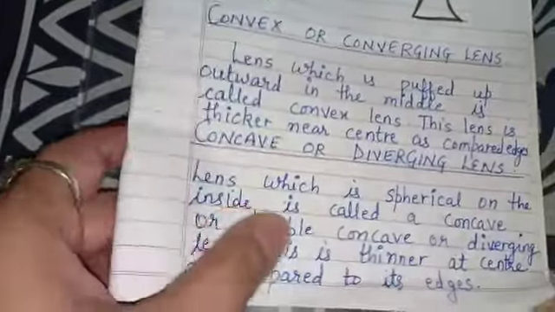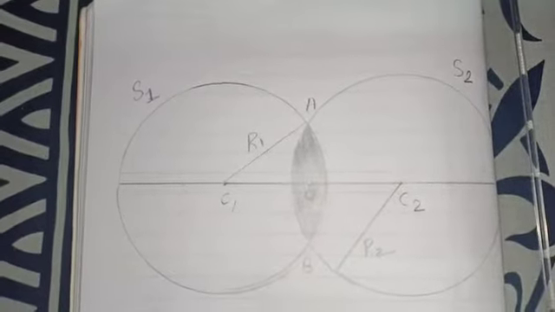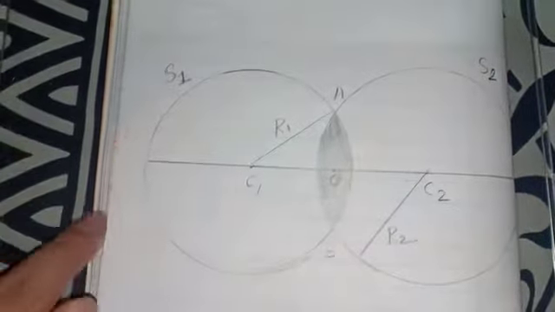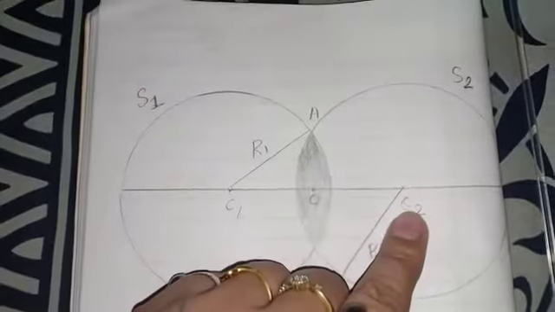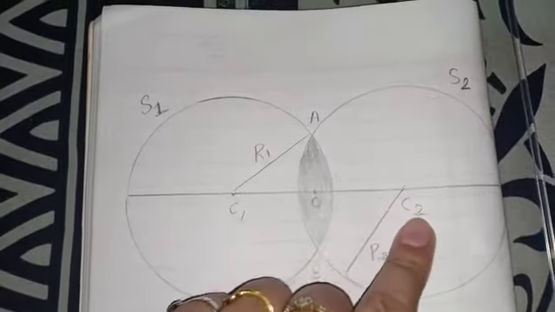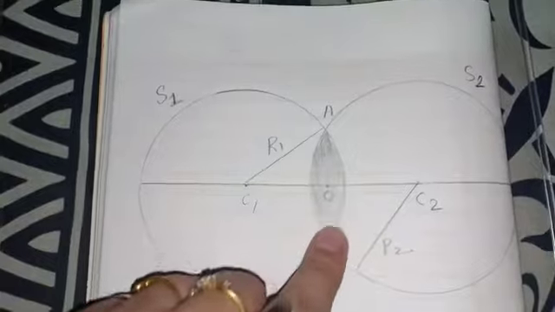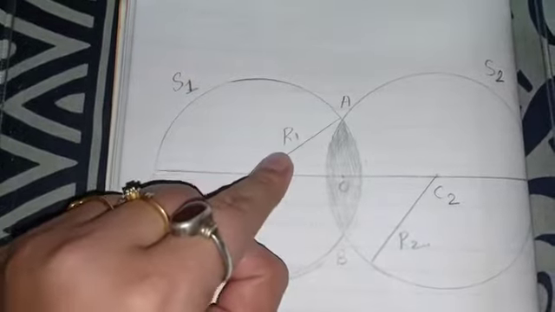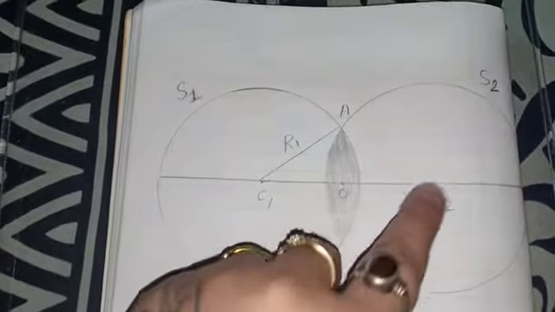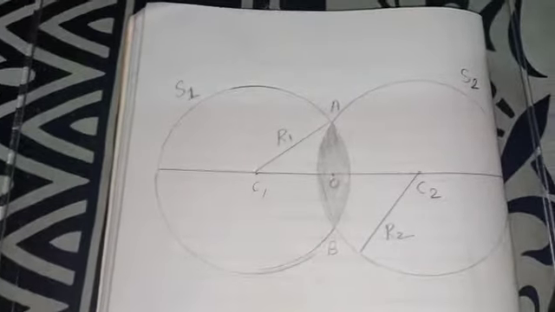Now how are they made? We are just going to do that also. See here, there are two surfaces, S1 and S2. There are two spherical surfaces, right? This is C1, the center of this sphere, and this is C2, the center of sphere 2, right? When they intersect each other, this is the cross-section part, right? This cross-section part is called a convex lens. This is the radius of this sphere, and this is the radius of this sphere, which is R2, right? That we will study afterwards. This is called a convex lens.